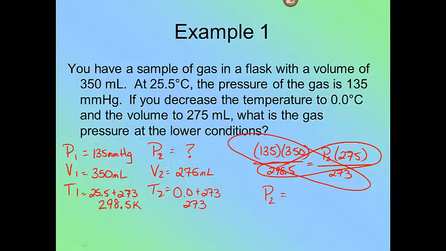So my pressure is 157. Now, I have to decide on the units here. The units are going to go back to whatever P1 was unless they tell me otherwise. So my units in this case are millimeters of mercury. So I'm going to write millimeters Hg. Okay, so not that bad. Mostly a plug and chug.